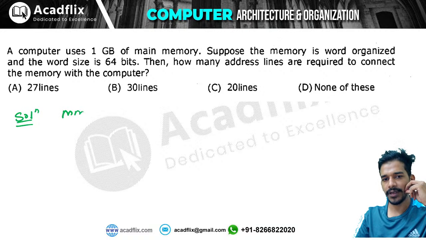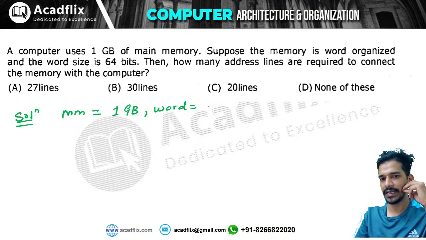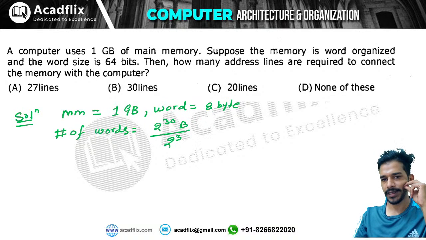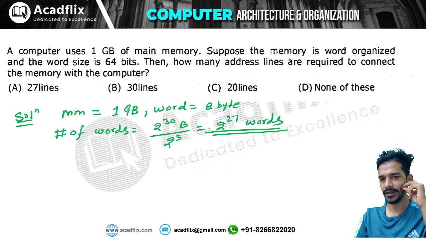So we have a main memory, and this main memory is word addressable memory. The size of the word is 64 bits, or you can say 8 bytes. So first we will find out the number of words. Number of words in this memory will be 2 to the power 30 bytes divided by 2 to the power 3 bytes. That means 2 to the power 27 words. There will be 2 to the power 27 words, right? So the address field will be of log base 2 of 2 to the power 27, that is 27 bits.